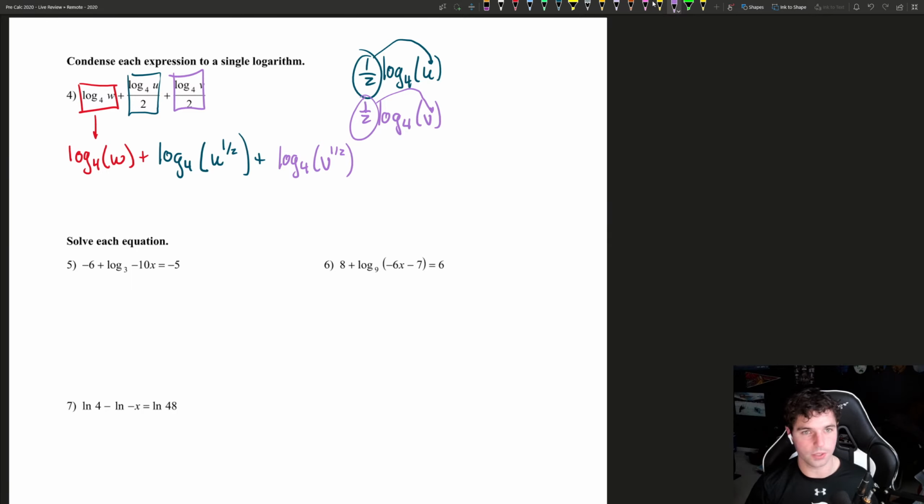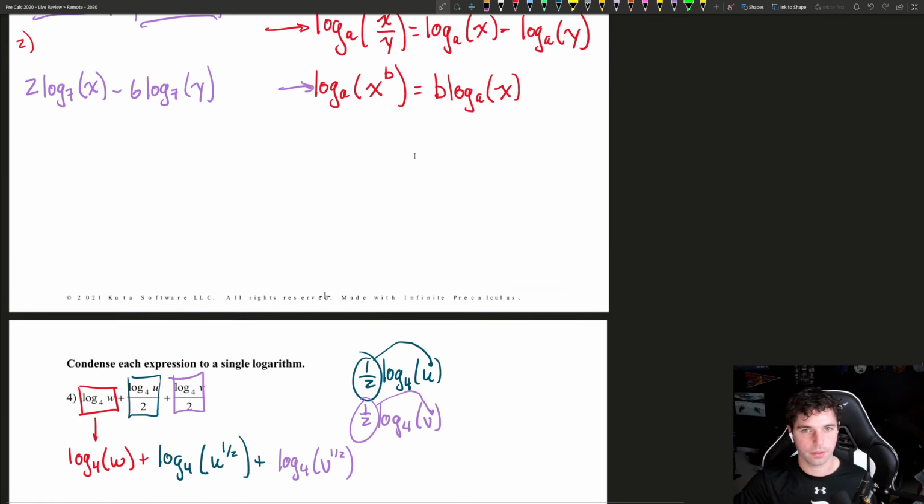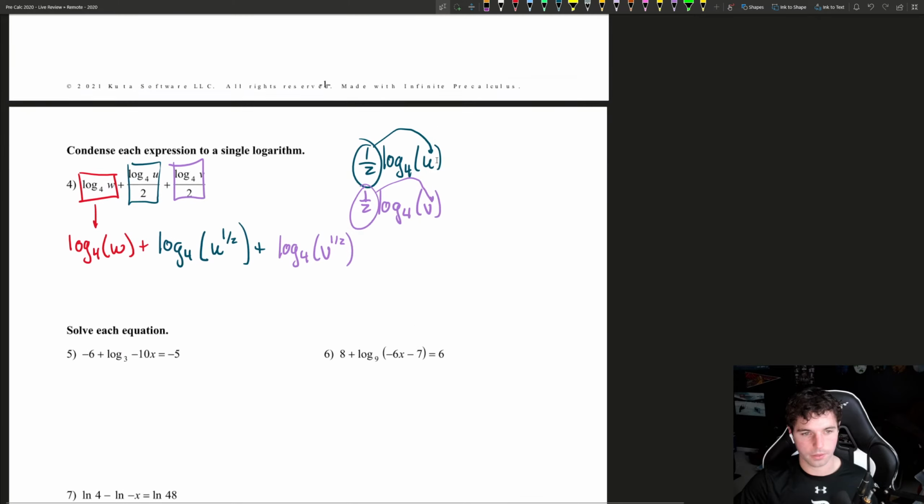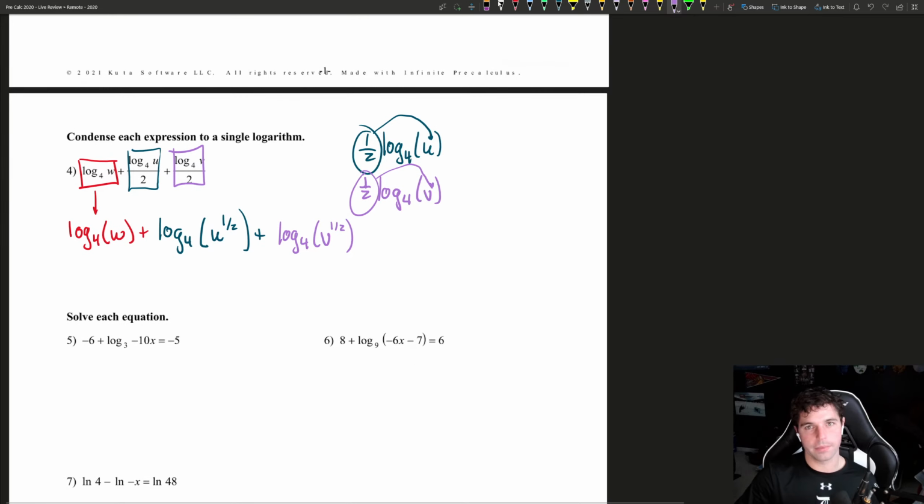Okay, so that's using the power property, right? So we're using this property, but backwards, right? So we saw something in front of the log, and then that became the exponent on the left-hand side. Okay, so again, that's kind of like part 1.